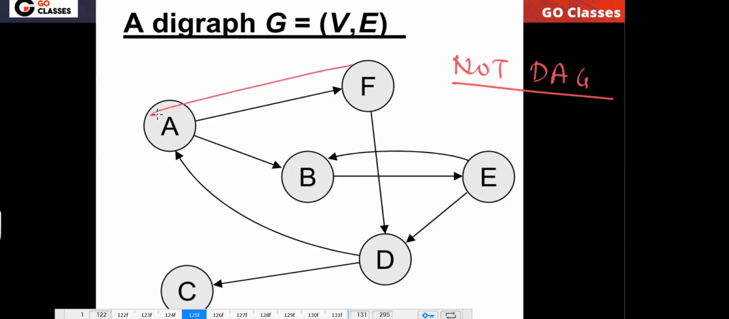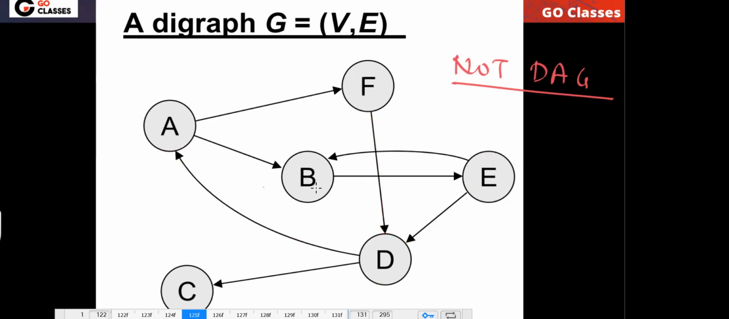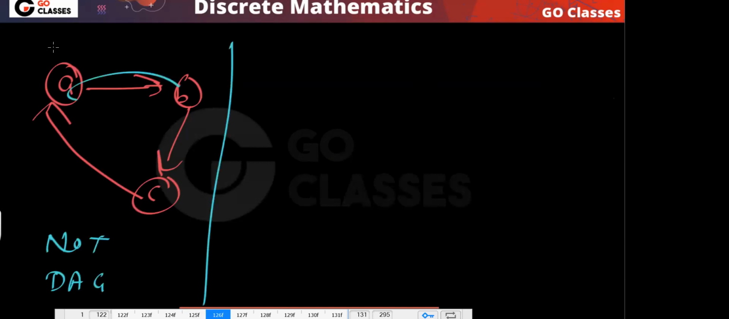For example, there is a cycle like this. From A you can go to F, from F you can go to D, from D you can go to A. So this is a cycle. So this is not a directed acyclic graph. What about this graph? A, B, C, D. This is also not directed acyclic because there is a cycle here.